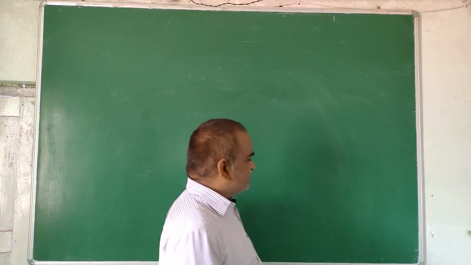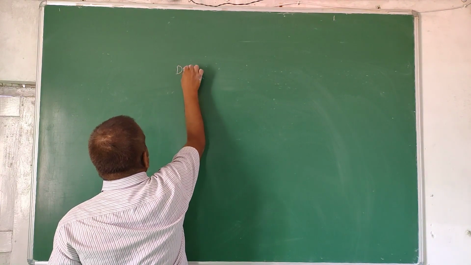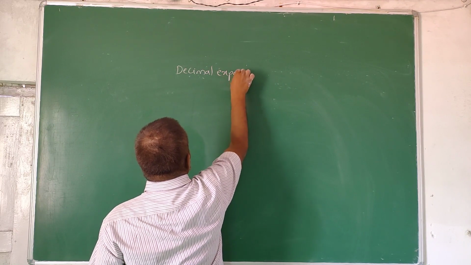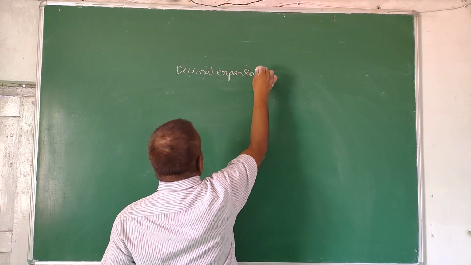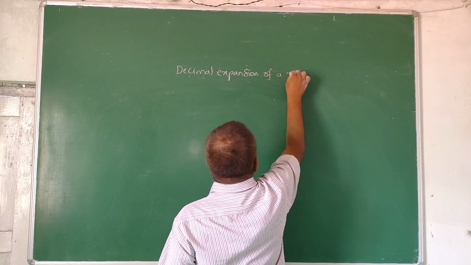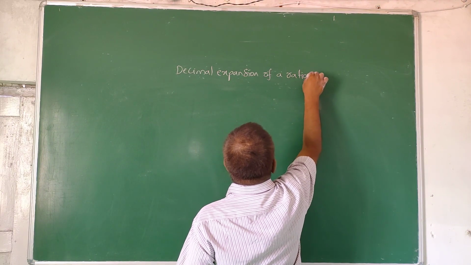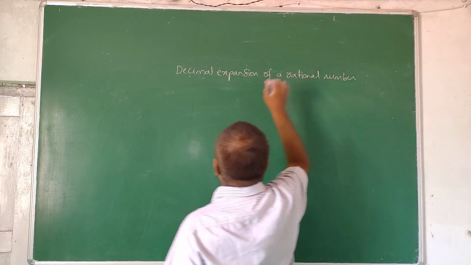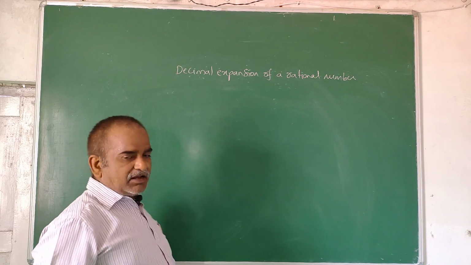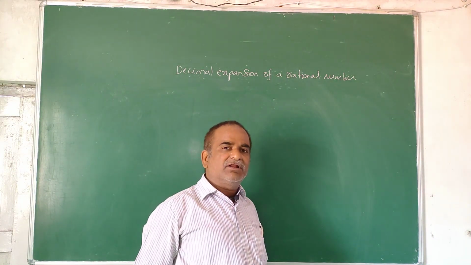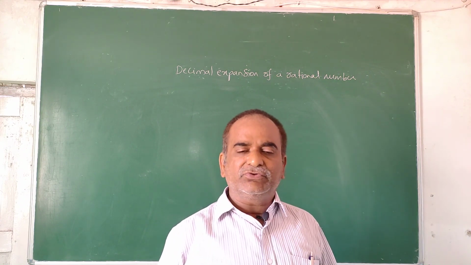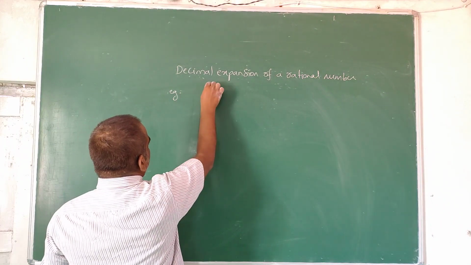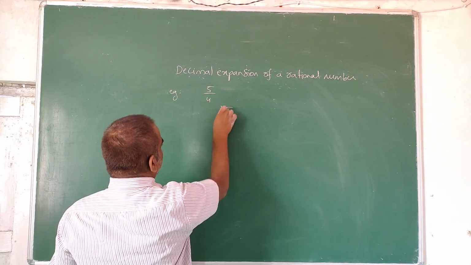Now students, our next point of discussion is decimal expansion of a rational number. So let us see how the decimal expansion of a rational number will be, taking 2 to 3 examples. First example I am taking as 5 by 4. So now let us go for division.